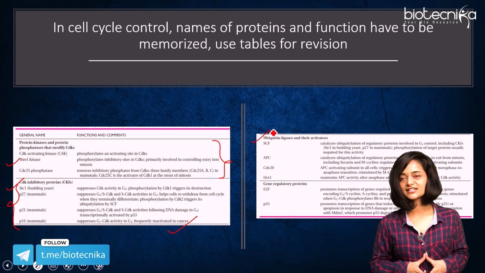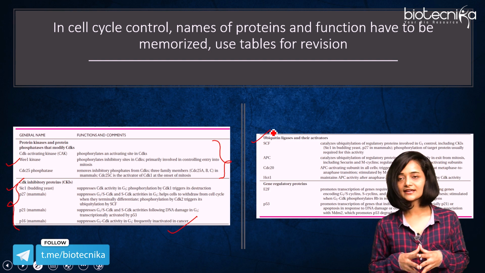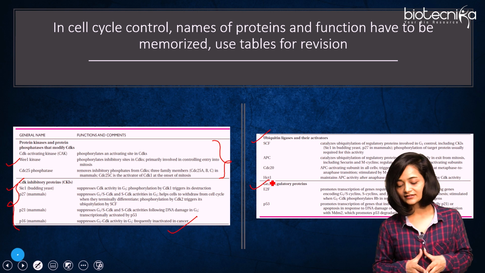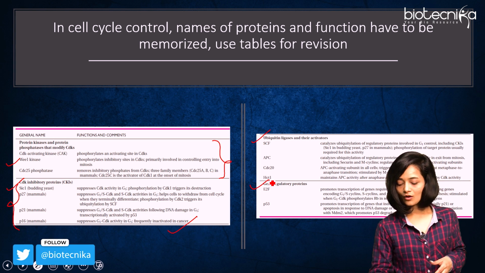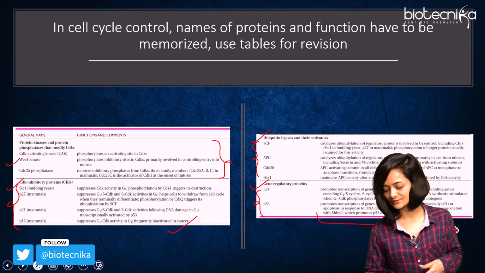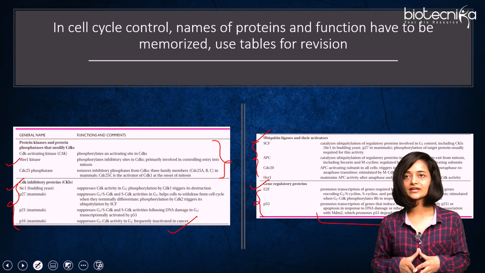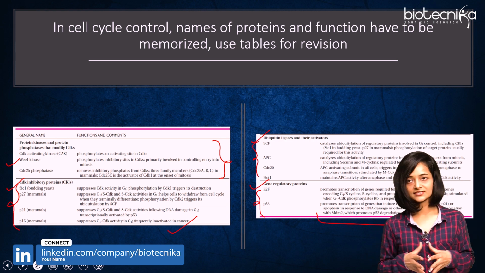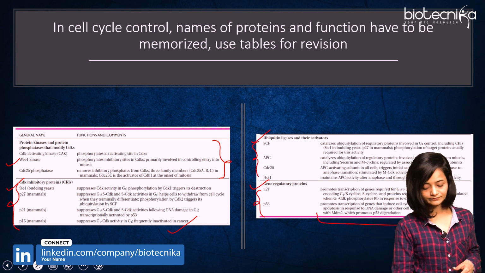The second table basically shows the ubiquitin ligases and their activities, and the gene regulatory proteins. All the names of the proteins are given here and the description is mentioned here. In this way, you can revise all the names of the proteins and their functions with the help of a table.